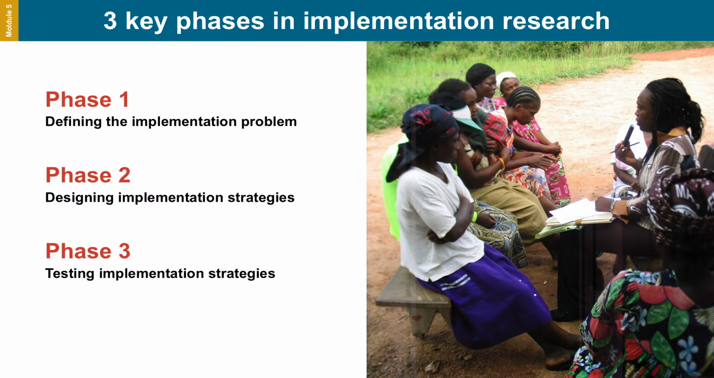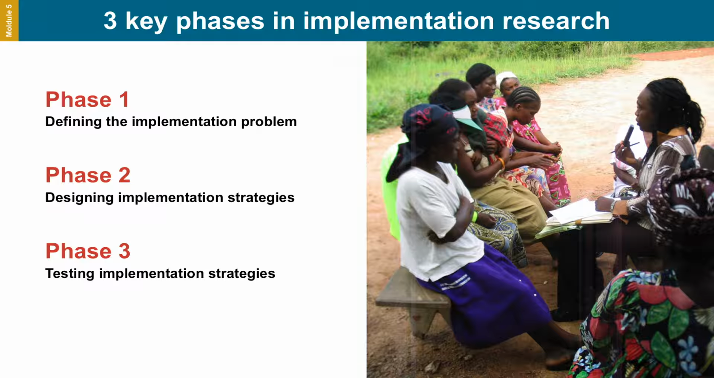Hans explains that implementation research involves 3 major phases. The first is defining the problem. The first phase requires an understanding of the context, identifying the problems that arise within that context, and identifying possible strategies or possible solutions to address these problems.